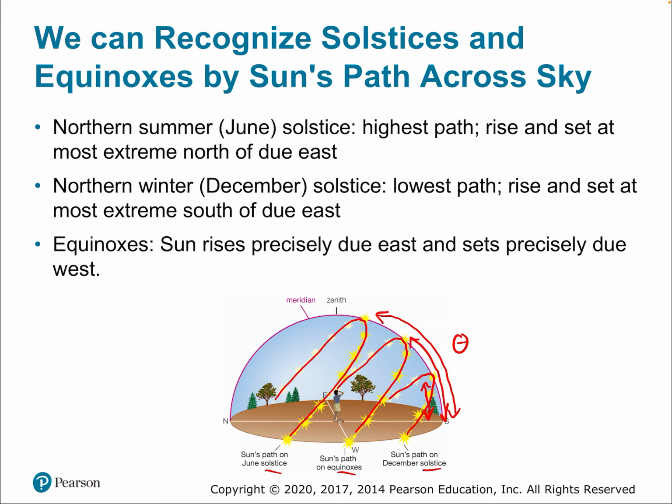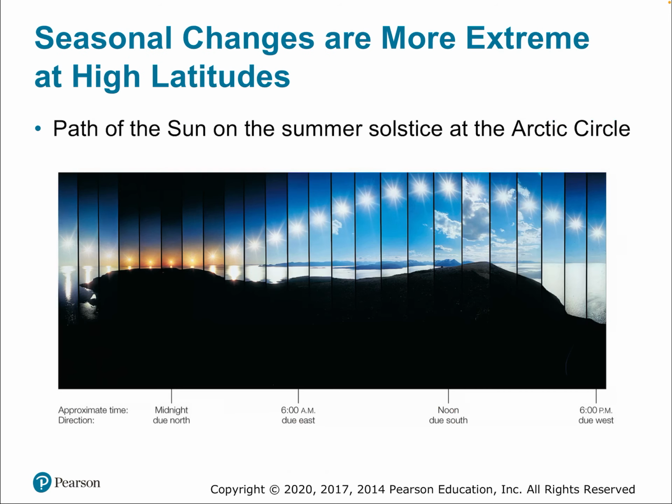So those are examples of those 3 special days and how the path of the sun creates different weather, different amounts of heat getting, warming up the land and the air and the sea.